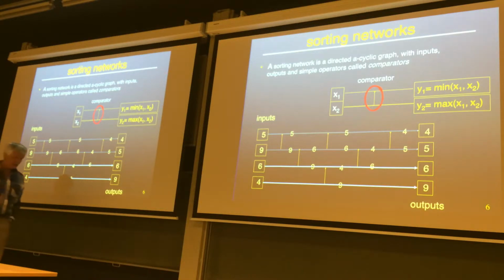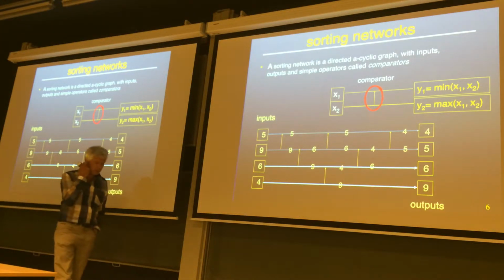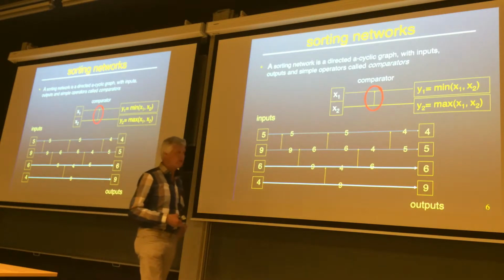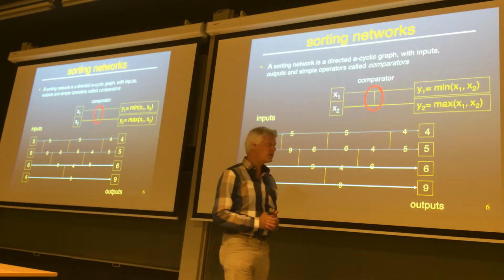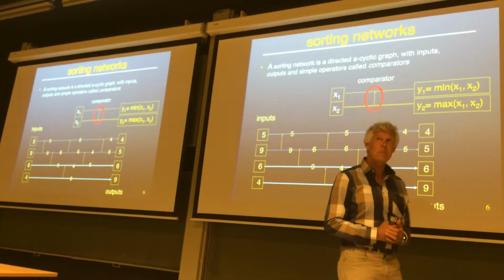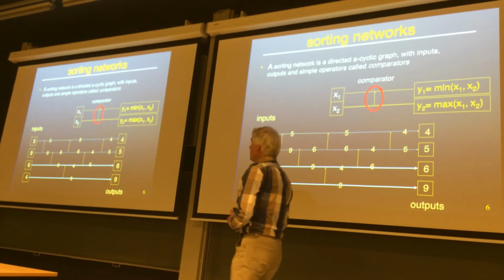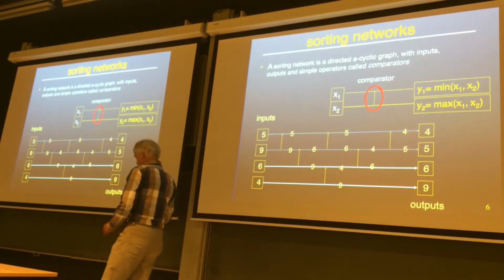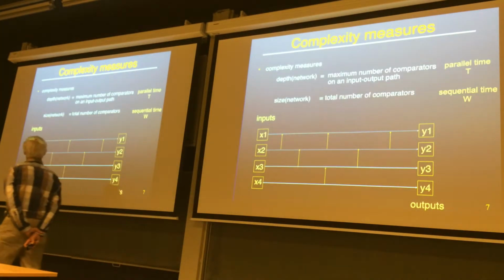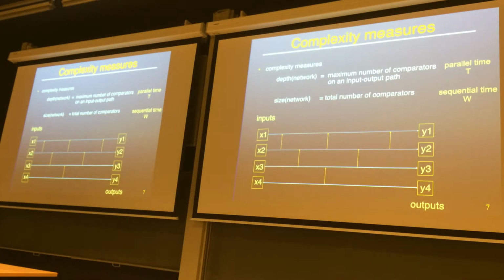If you would like to design such a network, then it's important that you make a distinction between the amount of hardware that you need to build it and the speed you can achieve in sorting. The amount of hardware is rather simple to determine. It is simply the number of comparators that you need in this network. So the size of the network is the total number of comparators.